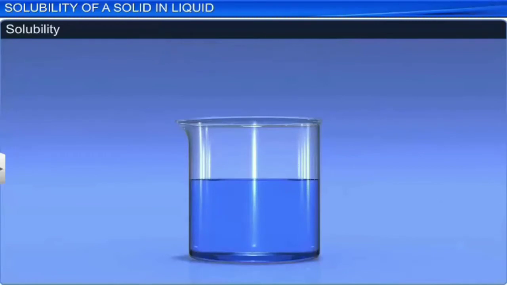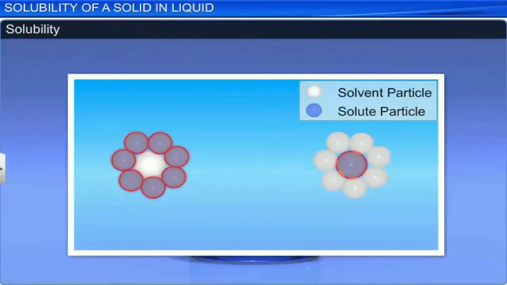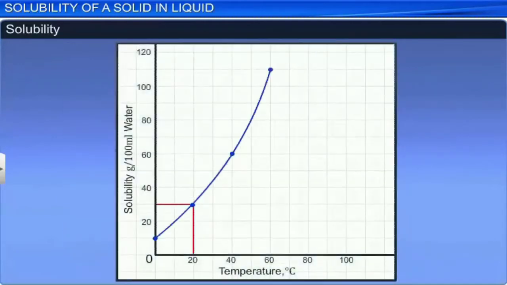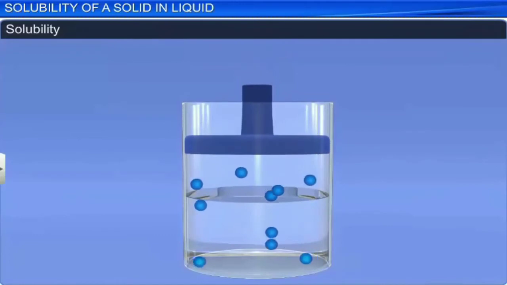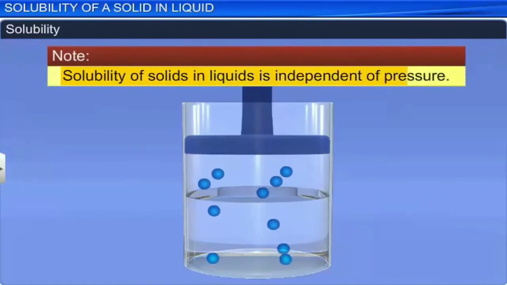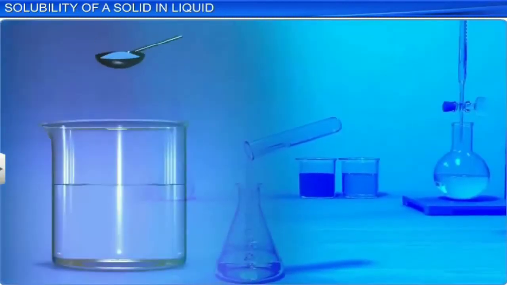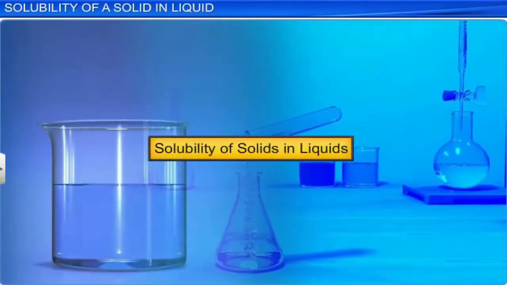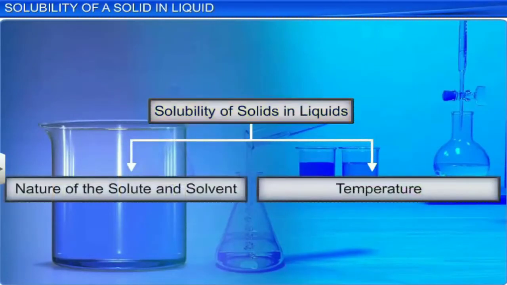Solubility is the result of an interaction between particles of the solute and the solvent. Hence, it depends on the nature of the solute and the solvent, as well as on the temperature and pressure. However, note that the solubility of solids in liquids is independent of pressure. Let us first discuss the solubility of solids in liquids. The solubility of solids in liquids depends upon two factors, namely, the nature of the solute and solvent, and the temperature.